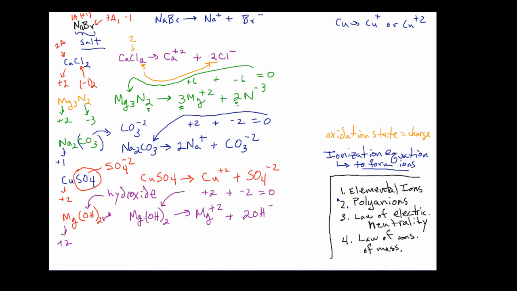And for the law of conservation of mass, we have 1 magnesium here, 1 magnesium here. We've got 2 hydroxides on the right side, and we've got 2 of them over here. All right, so with that, I'm going to go ahead and close this video on writing ionization equations.